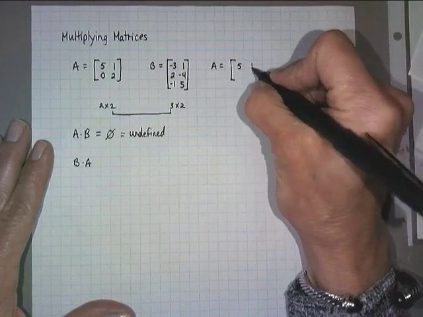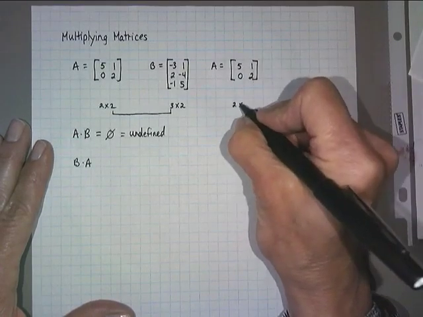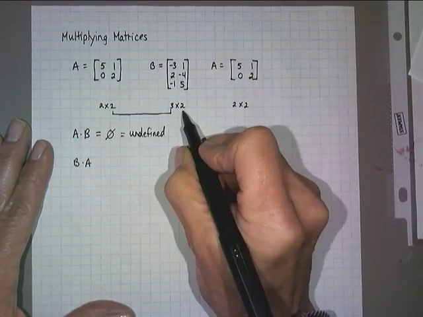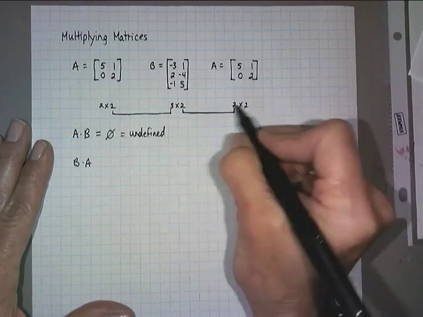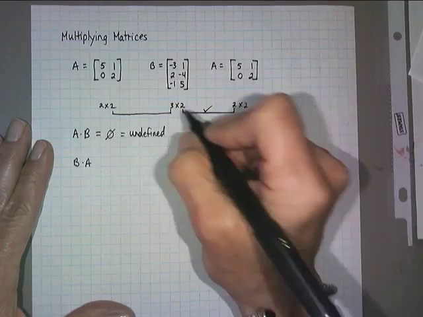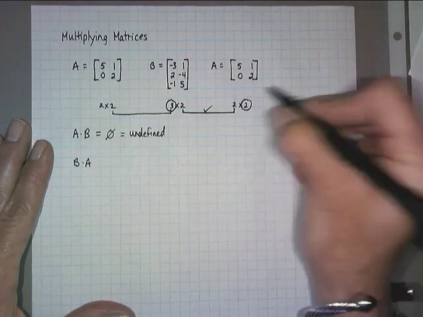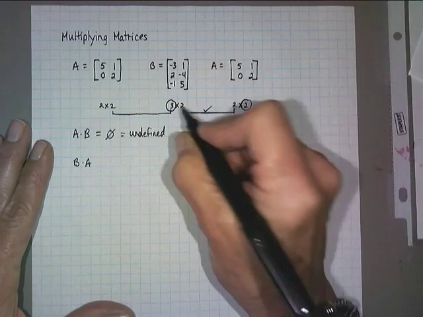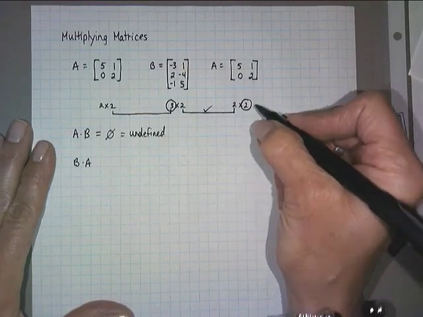A is a 2 by 2, 2 by 2. And like I said a couple minutes ago, we're going to check to see if the inside dimensions match. Since the 2's match, then yes, I can multiply, but probably a bigger point is the fact that the outside dimensions, this one and this one, determine what our product will look like. So 3 by 2 are what are going to be the dimensions of our product matrix.